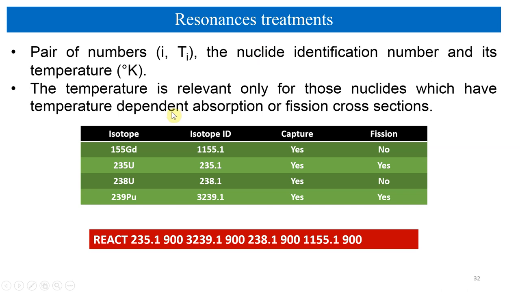So I can put some isotopes in a card named React, and use the different keys here. Uranium-235, we defined it in the material card as 235.4. But if I put 235.1, it may call the resonance treatment or integral from the library. So I put it in the React card. Here I added the different isotopes that may be affected by the temperature change due to the resonance broadening or Doppler effect.